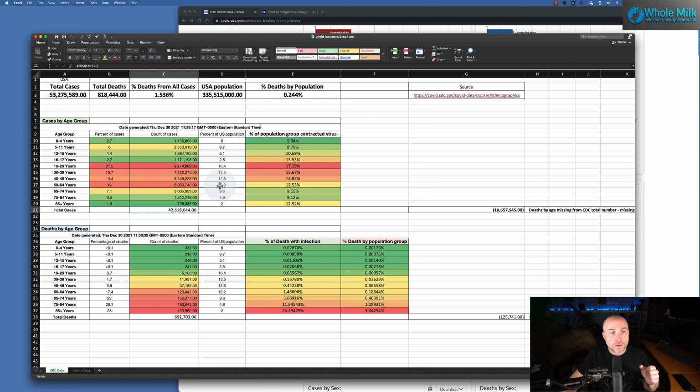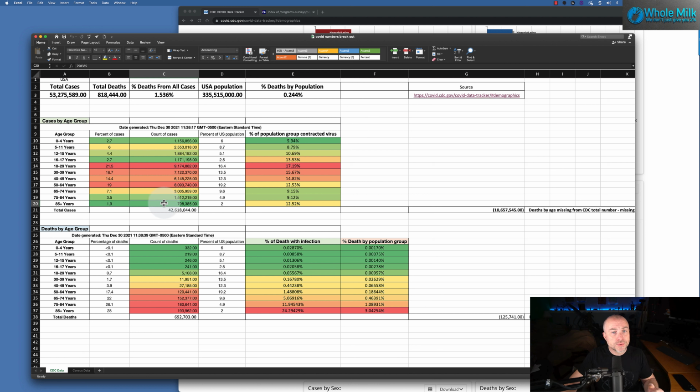So again, let's just break this down real quick. 0 to 4, 1.1 million. 5 to 11, 2.5 million. 12 to 15, 1.8 million. And so on and so forth. In that 18 to 29 group, there were 9 million cases, 9.1 million. In 85 plus, there was only 798 cases.